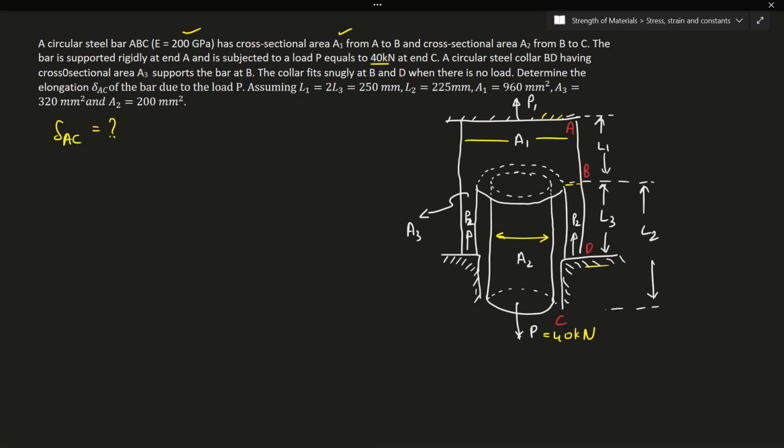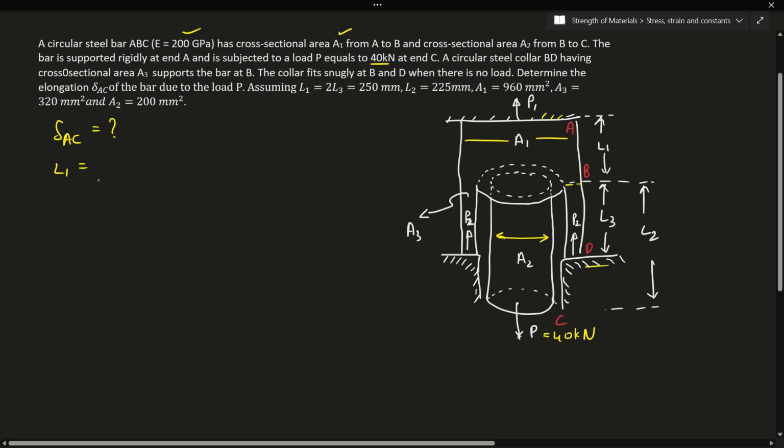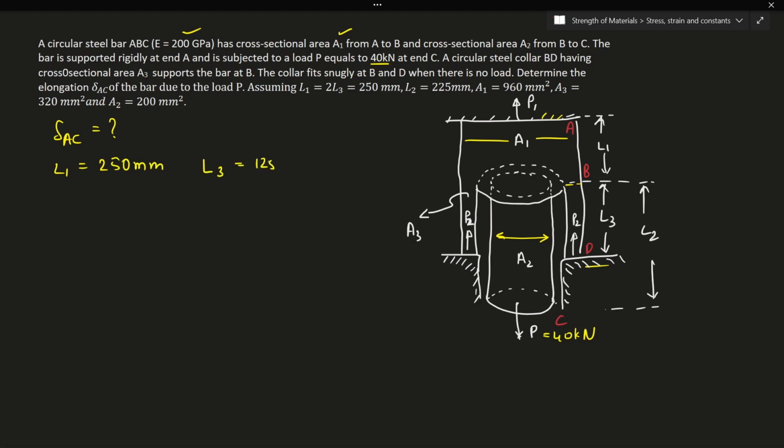Okay, assuming L1 is equal to 2 L3, I'll be writing down all the data that has been given. I'll individually write this. L1 is equal to 250 mm, L3 is equal to 125 mm, and L2 is equal to 225 mm, and A1 is equal to 960 mm square, A3 is equal to 320 mm square, and A2 is equal to 200 mm square.